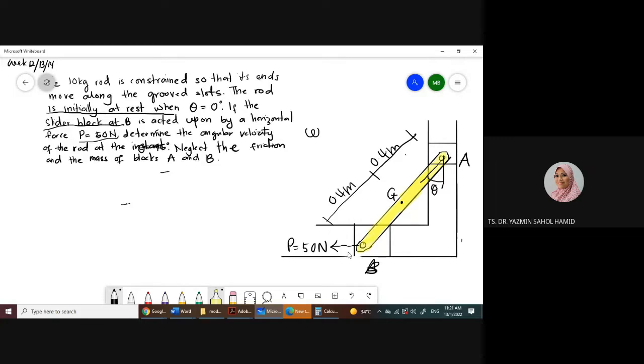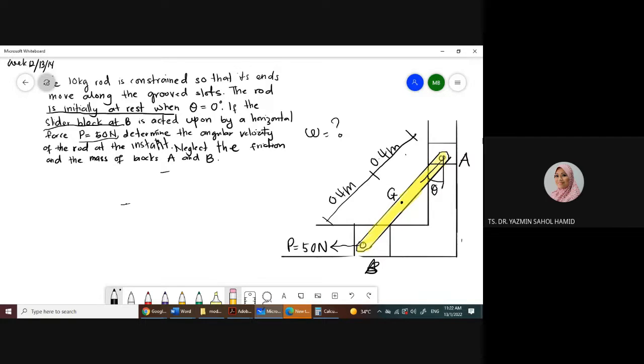The reason again we do this question is that I want to expose you all to different types of examples so that you can do your project. For this question, determine the angular velocity of the rod at the instant. Neglect the friction and the mass of blocks A and B.